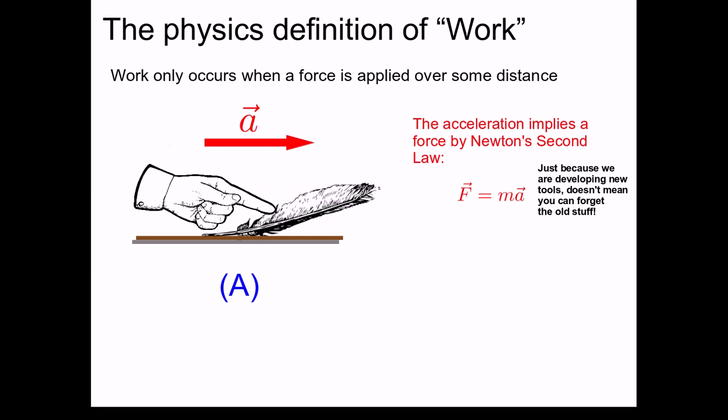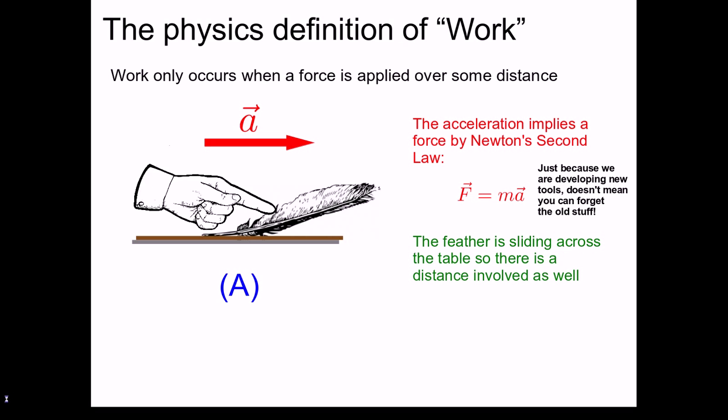Just because we're developing new tools doesn't mean you can forget the old stuff. It's important to understand how these new ideas of work and energy connect to our previous concepts of force. So, from Newton's second law, we know there's a force. The feather is going to cover some distance across the table. So, in the physics definition, there is work being done in this scenario.